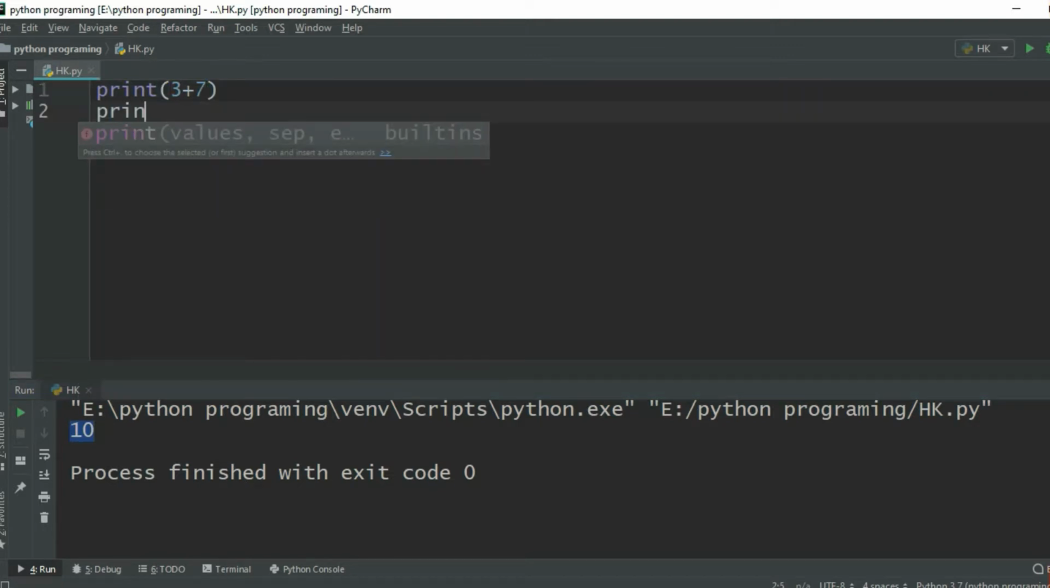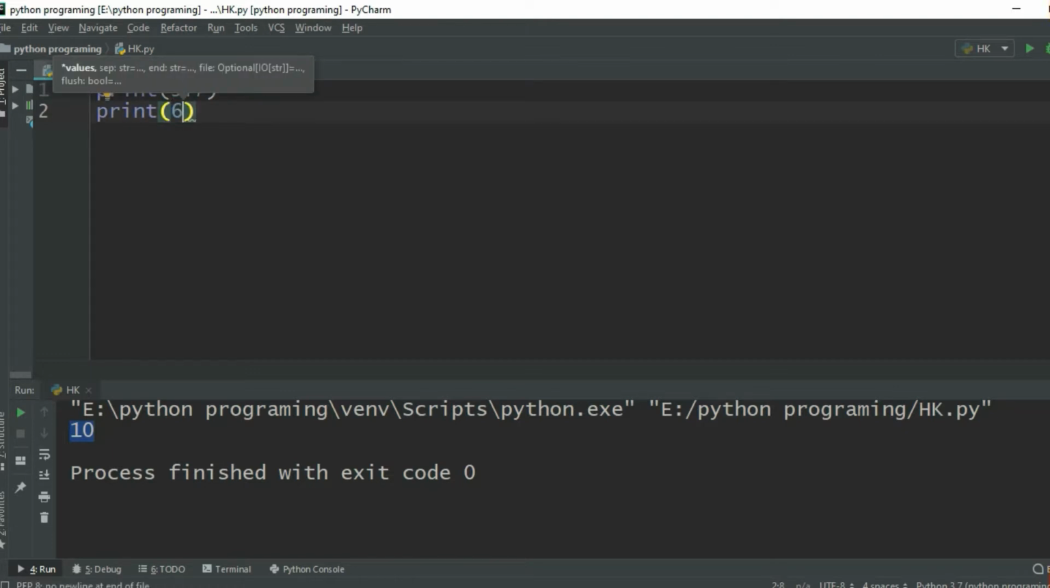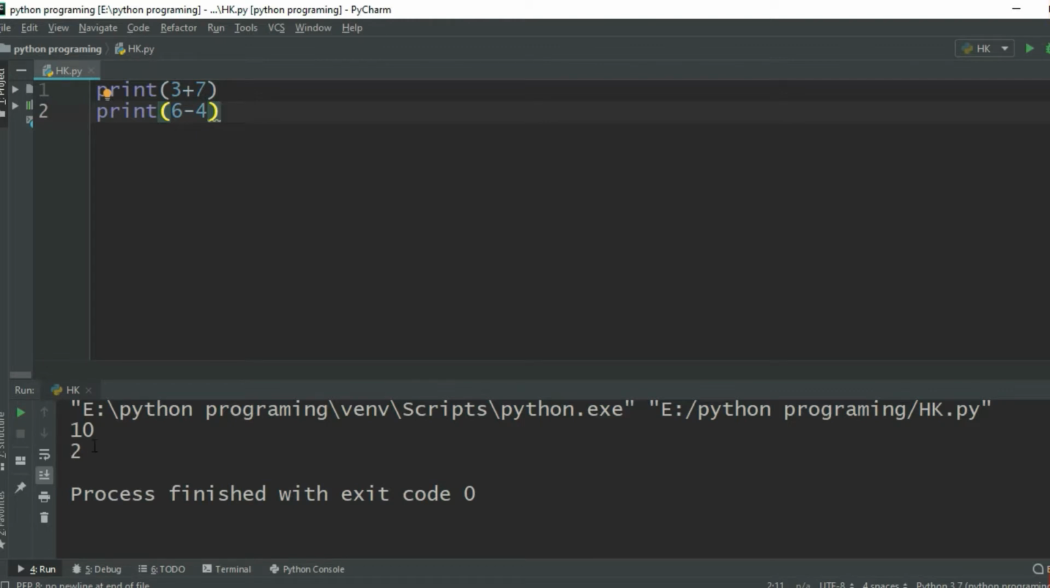Print 6 minus 4. Run it. Here the answer is 2. 6 minus 4 is 2. So try another.